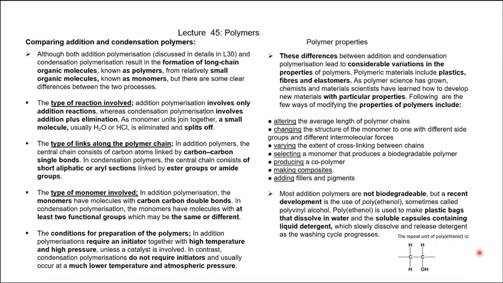Okay, and then we compare addition polymer and condensation polymer. What is addition polymer? That's what we discussed in lecture 30, and now I'm just telling it again. Condensation polymerization will result in the formation of long chain organic molecules known as polymers from relatively small organic molecules, which are known as monomers, as I say. But there are some clear differences between the two processes: addition polymerization and condensation polymerization.